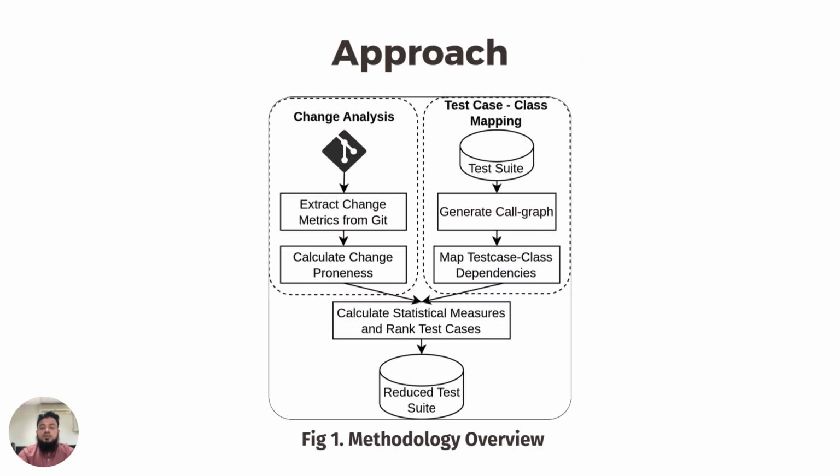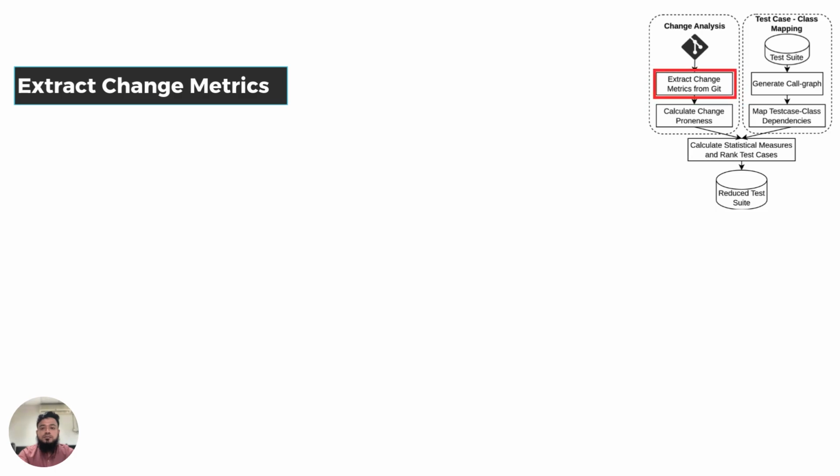This is the overview of our approach. We first extract change metrics to calculate the change-proneness, generate call graph, and find test case class dependencies, and finally rank the test cases according to the change-proneness values. So first, let's start with extracting change metrics.